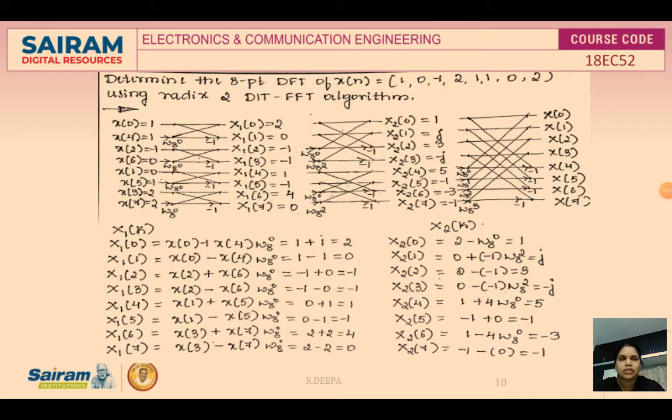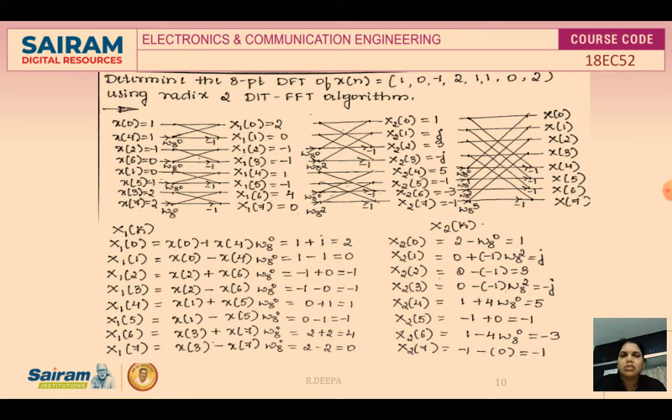In today's class we are going to solve problems based on finding the DFT of a given discrete time sequence x of n using the radix2 DIT-FFT algorithm. So what do you mean by radix2? Here we are going to divide the entire sequence into half, and again split that half into another half, till we get the 2-point DFT. So the base is going to be 2. Hence it is named the radix2 DIT-FFT algorithm.